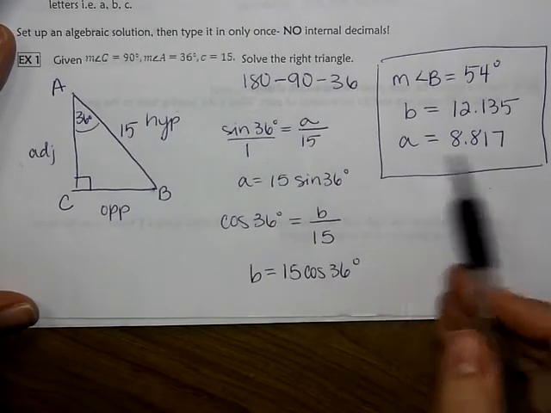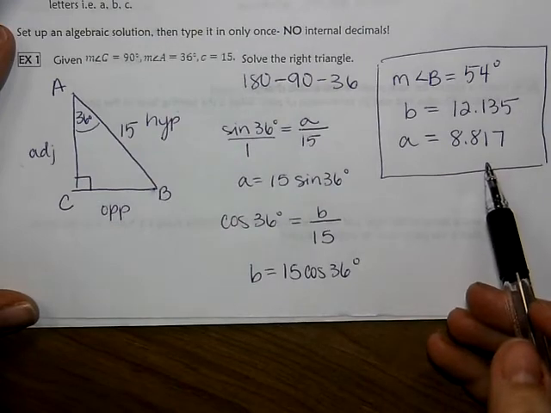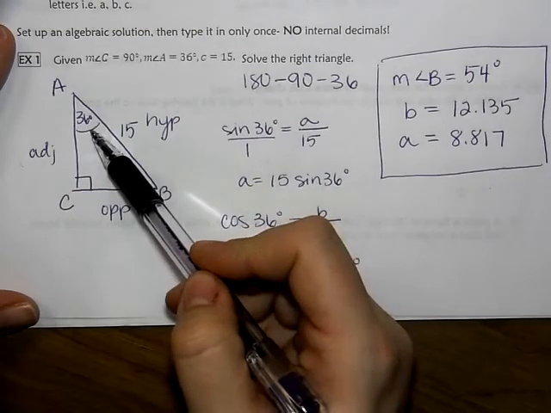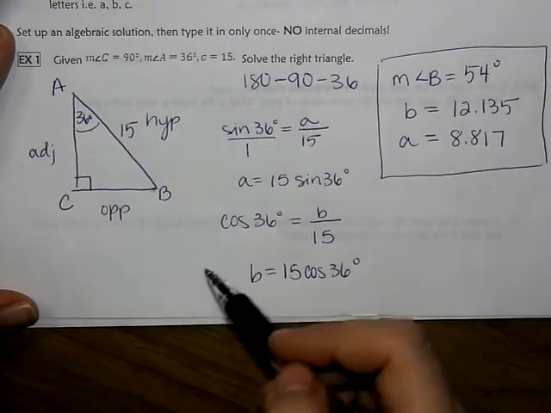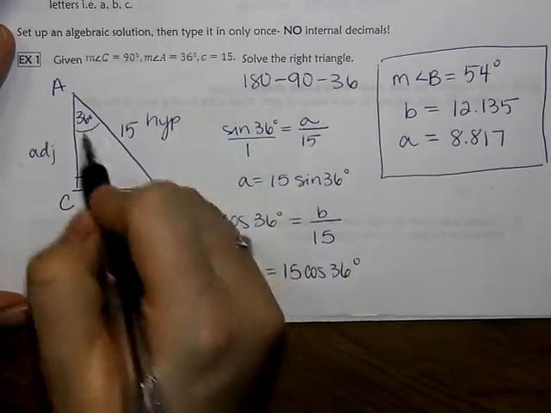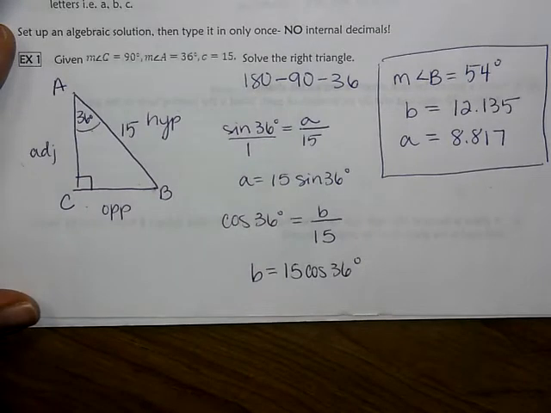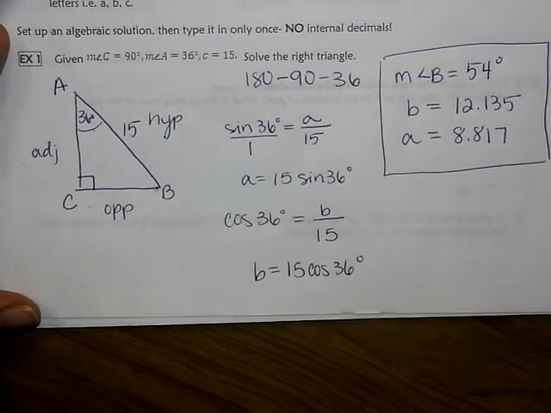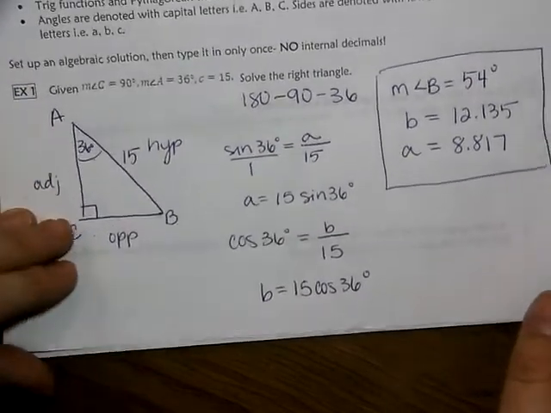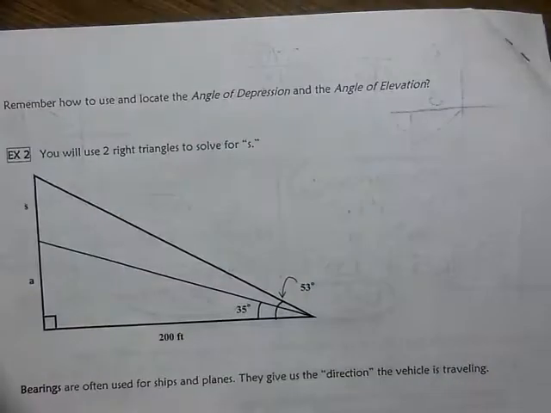Does it make sense that side A is the smallest side? Yeah, because it's across from the smallest angle, right? Does it make sense that B is in the middle? Yes, because 54 degrees is between 36 and 90 degrees. So just do a quick check of your answers. Make sure they make sense. Everybody comfortable with solving a triangle? Moving on.